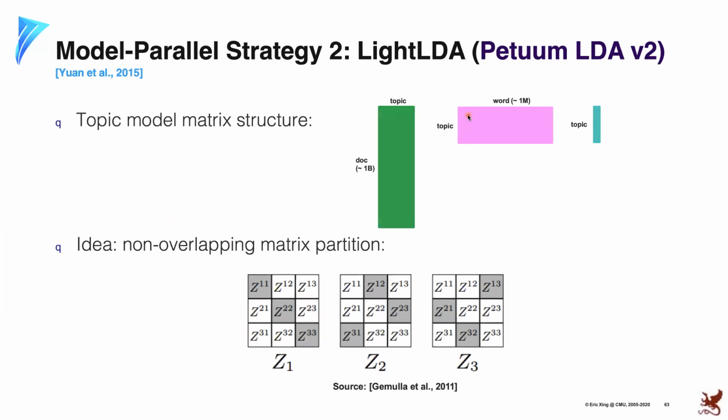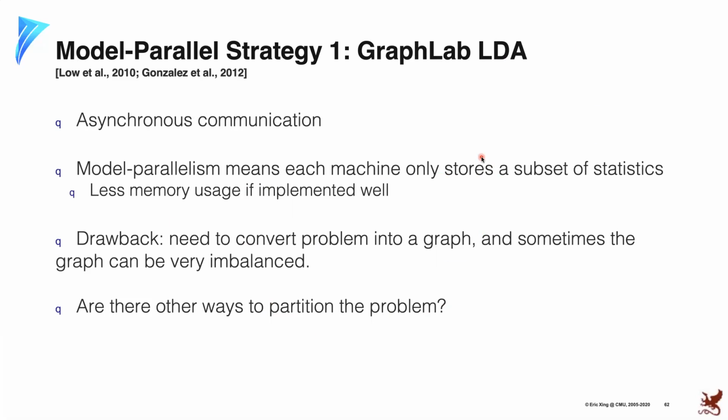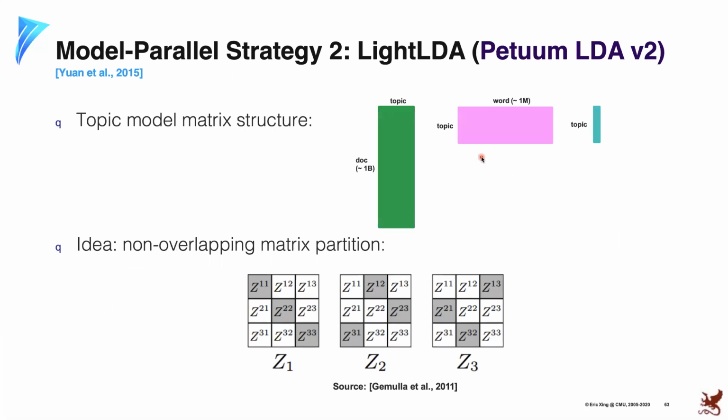The second algorithm in this LDA is trying to use a different partition technique. In GraphLab LDA, we do the partition by running a graph partition algorithm on the bipartite graph. But in LightLDA, what we're trying to do is a non-overlapping matrix partition. Suppose this is our word-topic matrix, and for example it's 3 by 3. So we have 3 words and 3 topics.